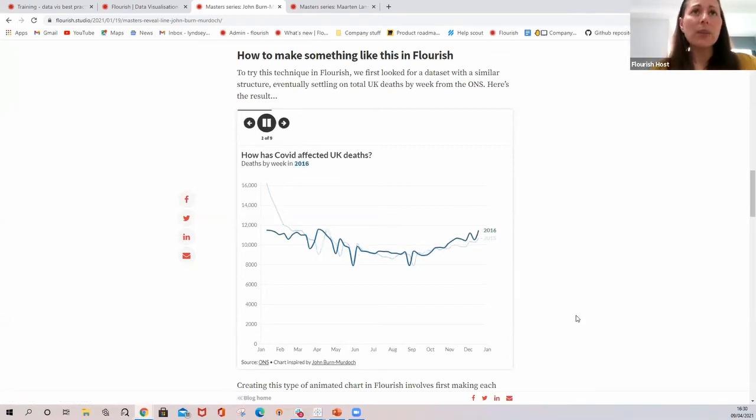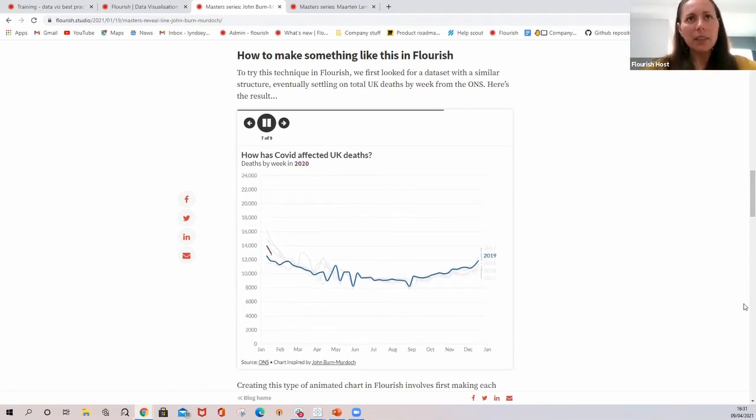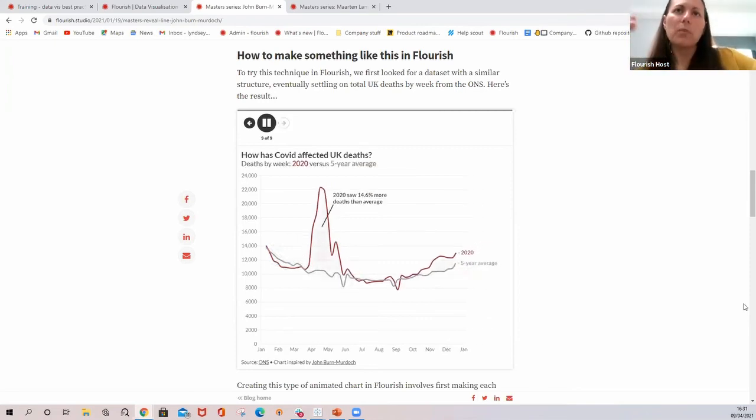So this is how has COVID affected UK deaths? And we're plotting different lines for average deaths in a year, in the years leading up to COVID. So you can see it's all similar. It follows a basic seasonal pattern. But then in 2020, COVID comes in, and we can see a big hump. We're using the 5-year average as a comparison, and then we can see how much of a difference COVID has made to our death rate.